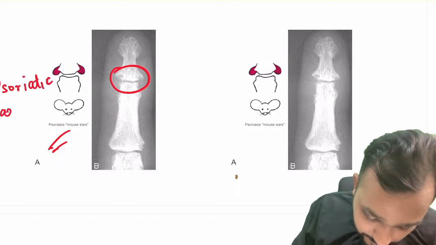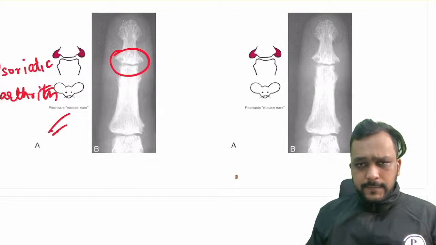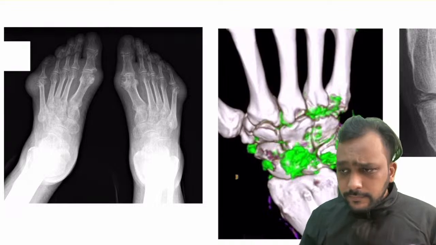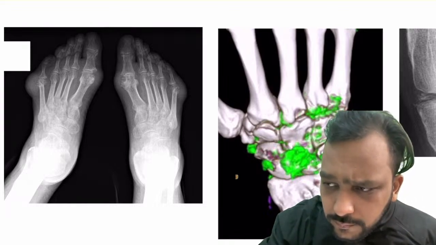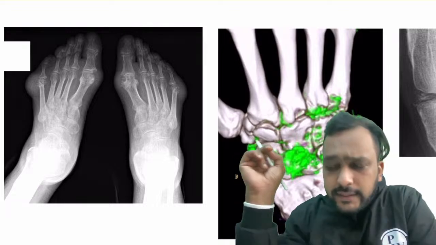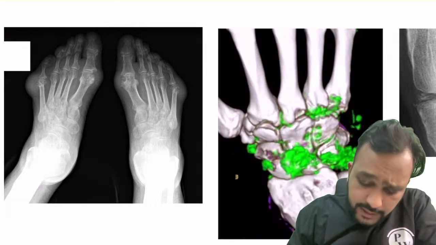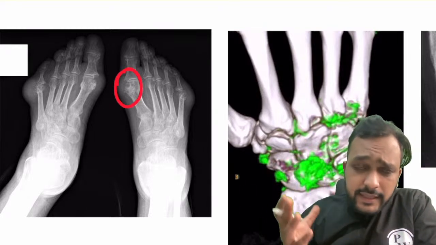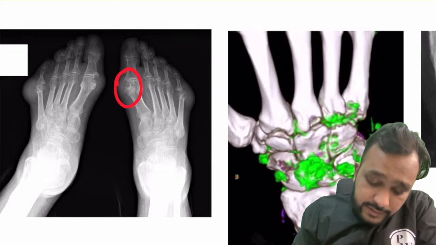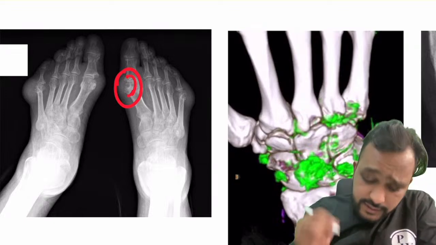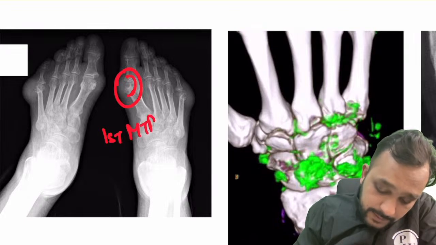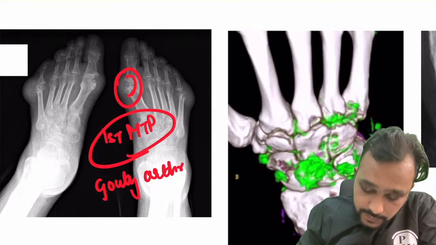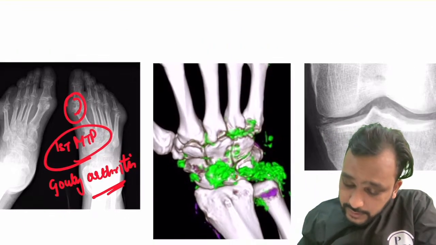Psoriatic arthritis. Now if you see a patient has come with morning stiffness, that is present in rheumatoid arthritis. And if you see a patient coming with history of pain in the first metatarsophalangeal joint, you see that there are rat bite erosions of the first MTP, first metatarsophalangeal joint, you are going to think of gouty arthritis, right?